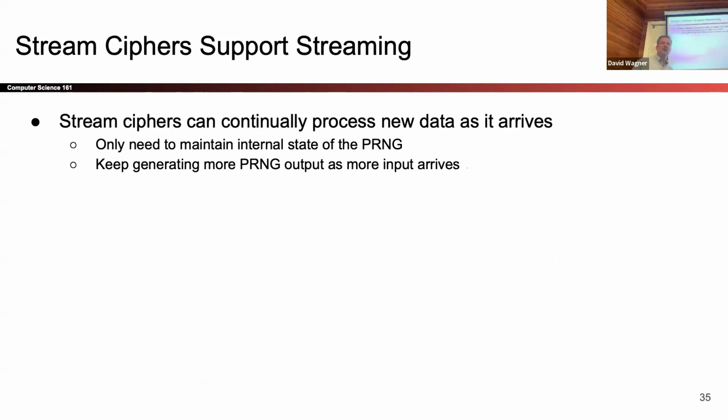The nice thing about stream ciphers is that they can encrypt data in a streaming fashion. You don't have to wait for the entire plain text to be finished before you can start encrypting. As each bit of plain text becomes available, you can encrypt it because you're doing bit by bit XOR and immediately send it. So that's why they're called stream ciphers, because it allows streaming processing of data that's continuously arriving.